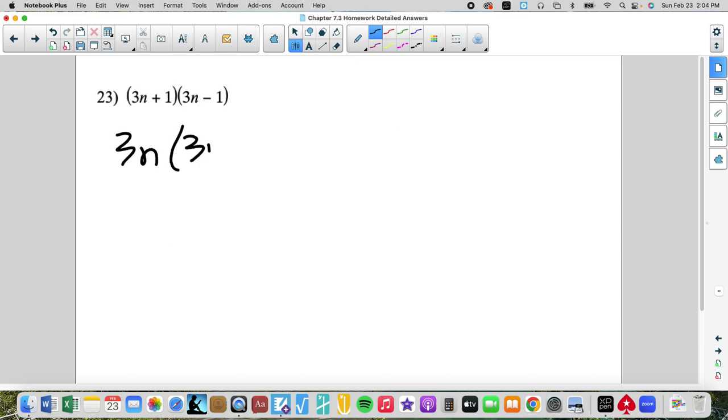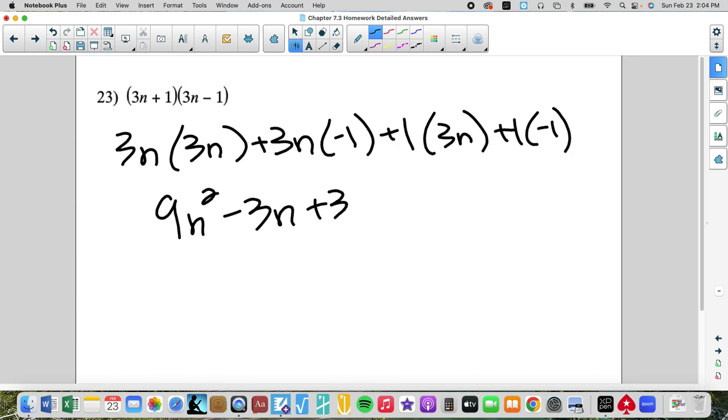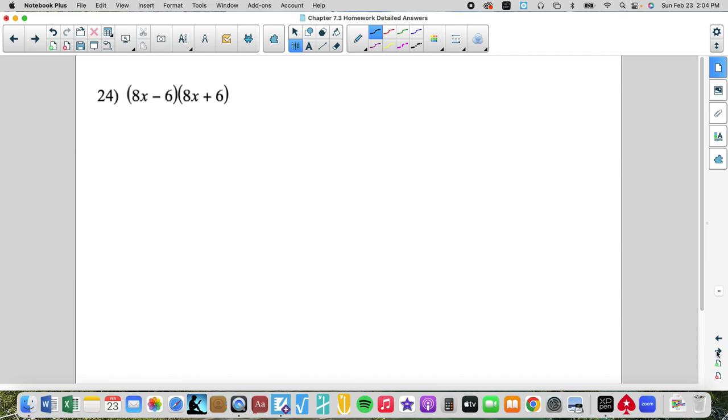3n times 3n plus 3n times negative 1 plus 1 times 3n plus 1 times negative 1. 3n times 3n, 9n squared. 3n times negative 1, negative 3n. 1 times 3n, positive 3n. 1 times negative 1, negative 1. You're left with 9n squared minus 1. Okay. Conjugates always produce two terms.